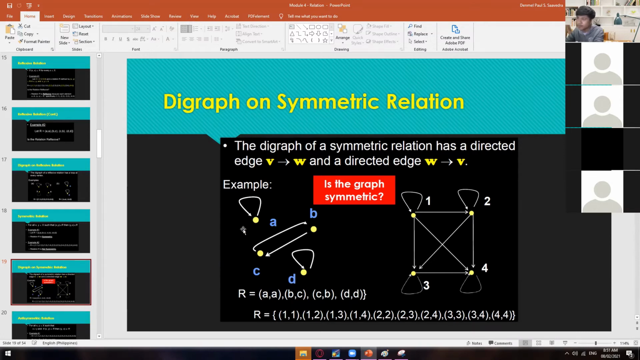So are we clear so far on a symmetric relation? Yes, sir.